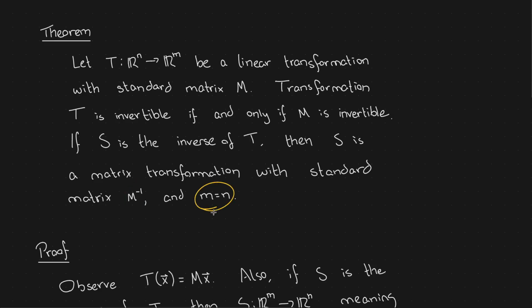Okay. Finally, M equals N because in order for two matrices to be inverses, they have to be square. Remember the standard matrix M of this transformation, it would have M rows and N columns. But if it's a square matrix, that means M and N actually have to be equal.